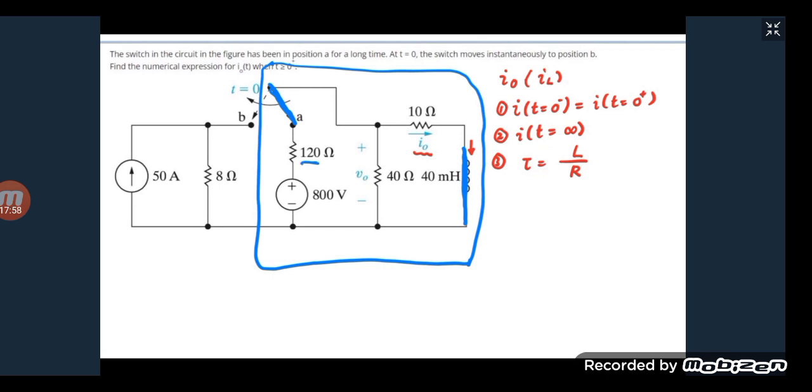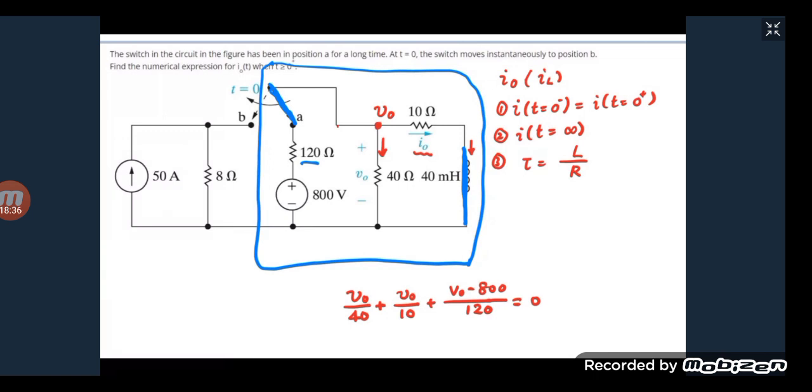Here, of course we can use KCL. We assume that there's VO, so VO over 40 plus VO over 40 plus VO over 10, yeah. And here plus VO minus 80, so 800 over 120 is equal to 0. Any questions?